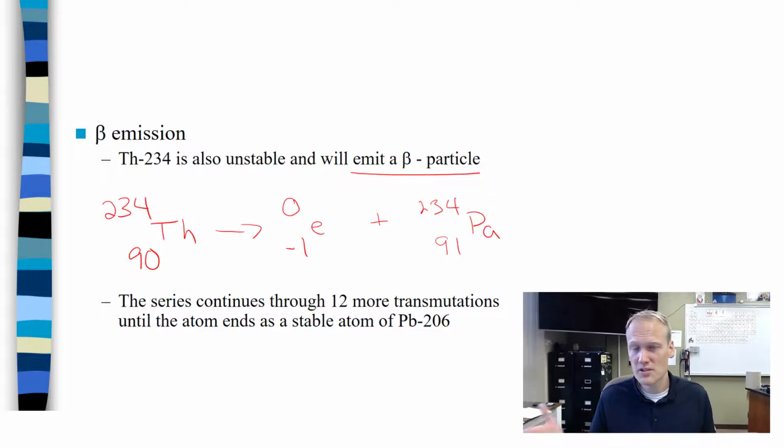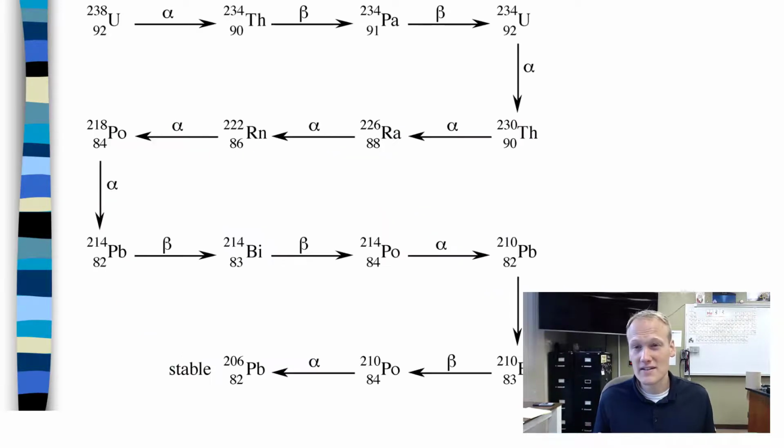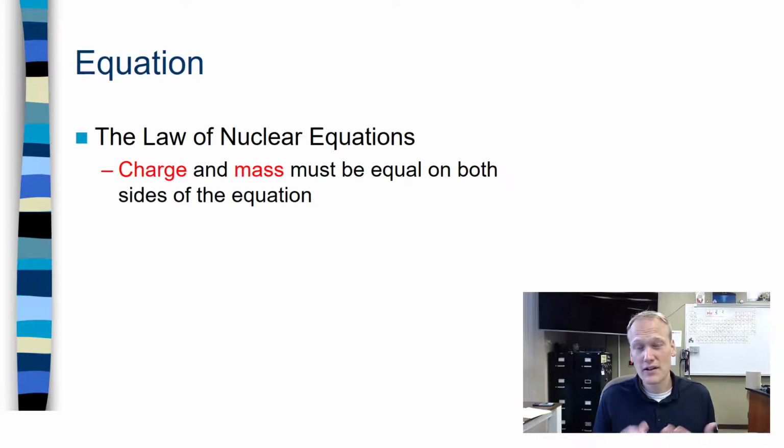And we call those multiple transmutations a radioactive decay series. That radioactive decay series looks like this. Lots of alpha and beta emissions to get to lead-206. As we just showed you, the law of nuclear equations is the charge needs to be balanced on both sides of the equation, as well as the mass needs to be balanced on both sides of the equation.